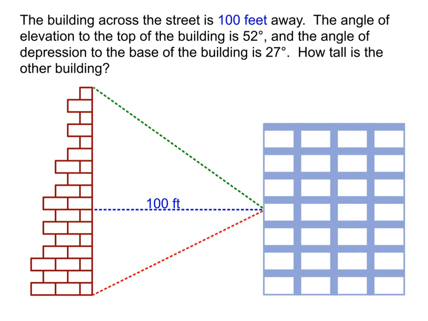And then we have those two angles involved as well, so we need to put those in. The angle of elevation to the top of the building is 52 degrees, and the angle of depression to the bottom of the building is 27 degrees.